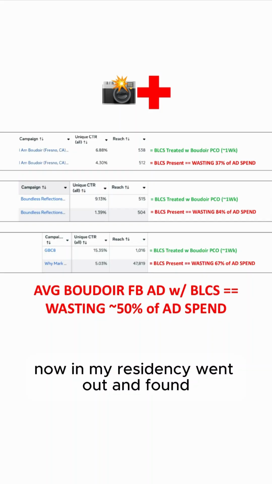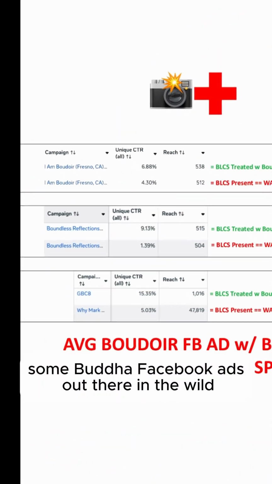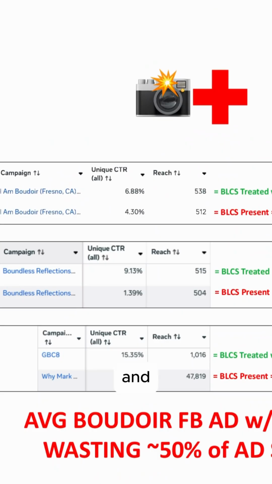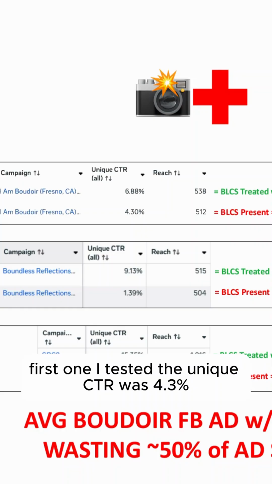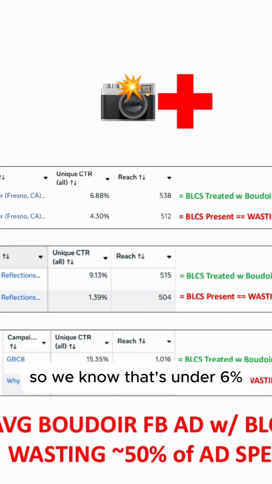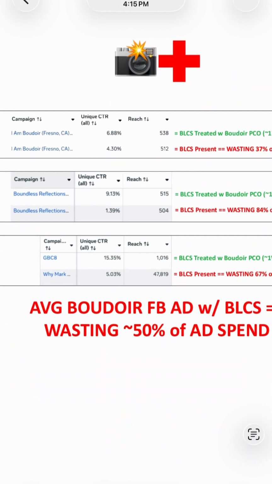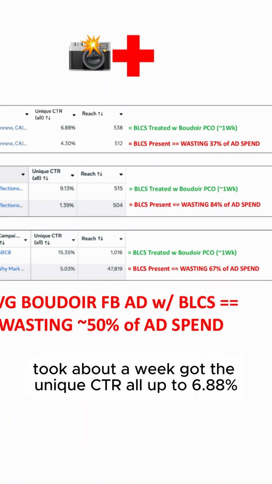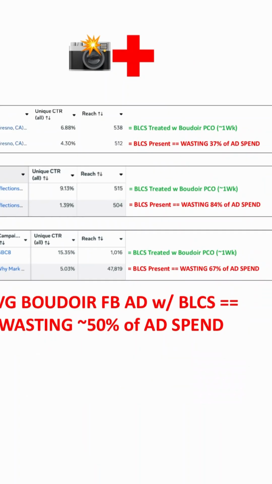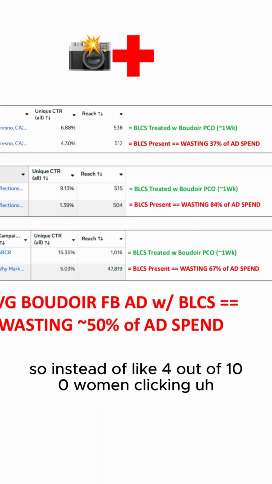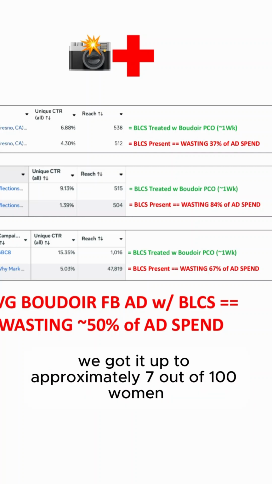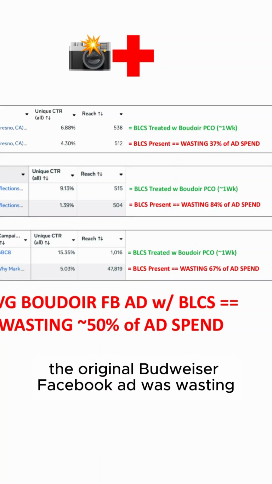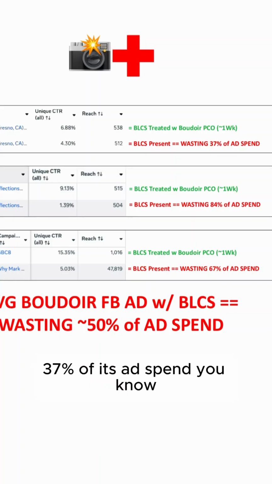Now, in my residency, I went out and found some Boudoir Facebook ads out there in the wild. And first one I tested, the unique CTR all was 4.3%. So we know that's under 6%, so we know that BLCS is present. So I duplicated that, treated with Boudoir Pico, took about a week, got the unique CTR all up to 6.88%. So way better. So instead of like 4 out of 100 women clicking somewhere in the ad, we got it up to approximately 7 out of 100 women. So we actually found out the original Boudoir Facebook ad was wasting 37% of its ad spend.